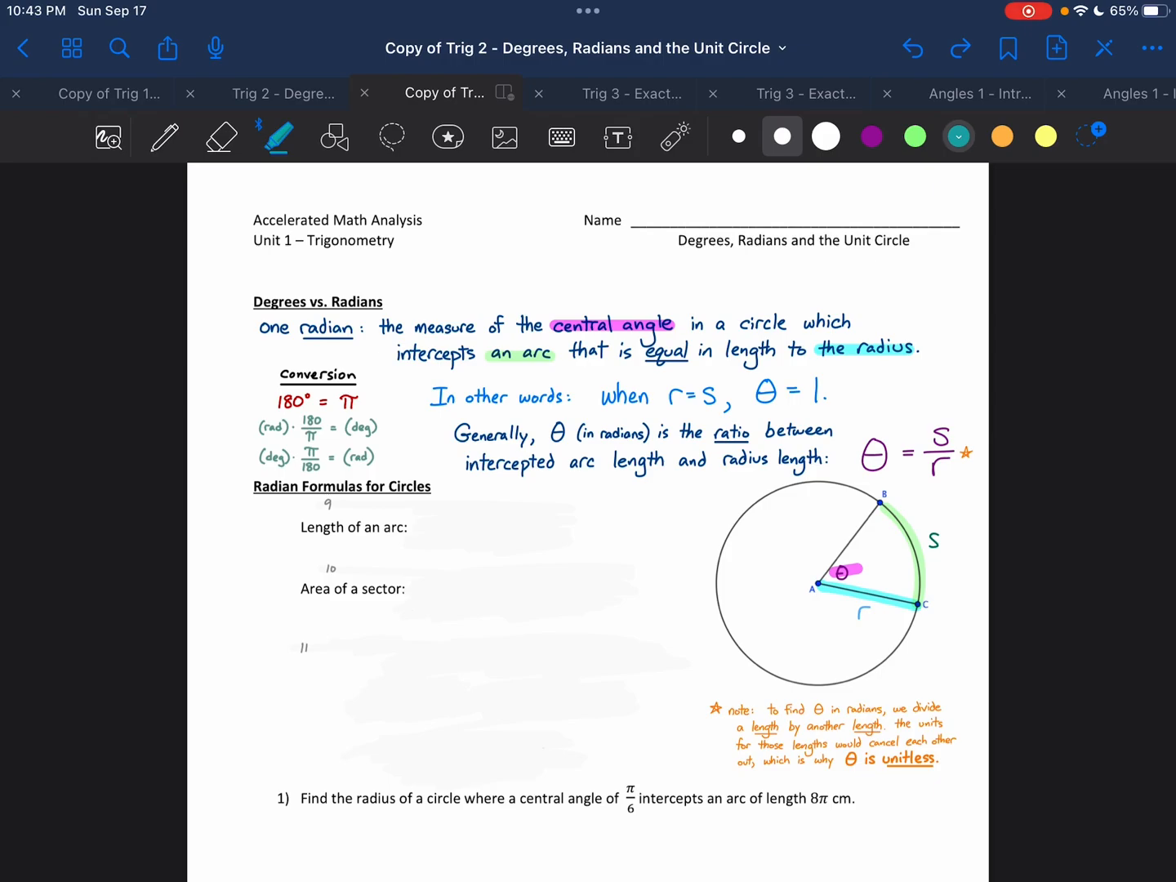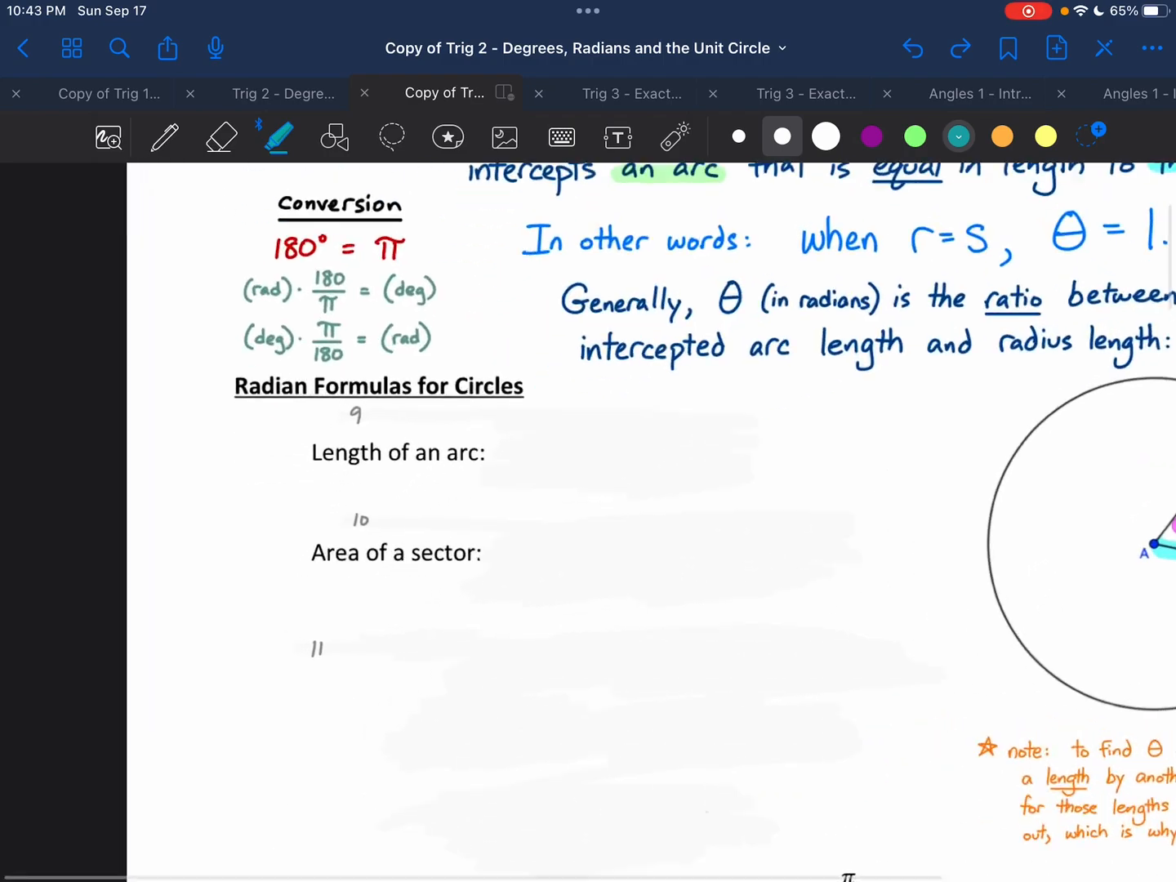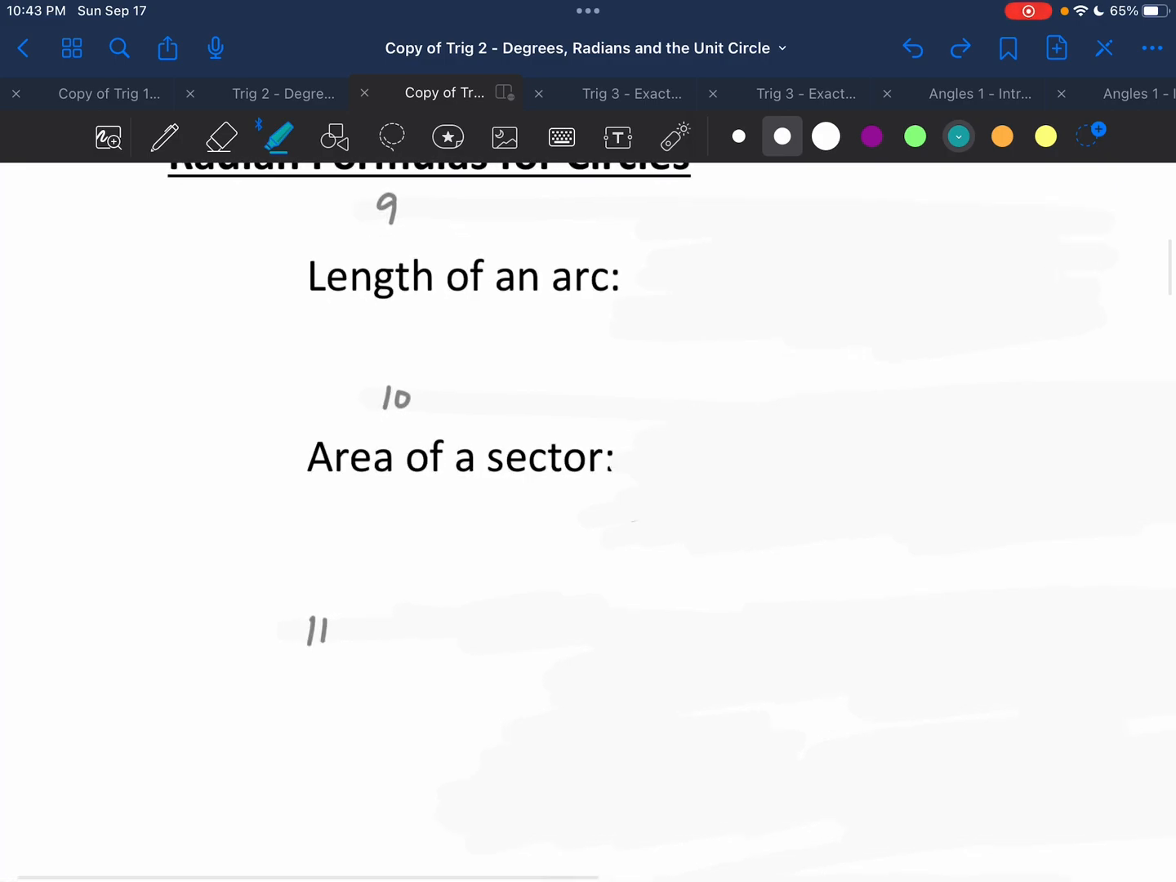Now, what you're going to see for the rest of this page is if we chose to use radians instead of degrees, that's actually going to make things a little bit easier trying to find this whole length of an arc, area of a sector thing. You can ignore those numbers. That's just a little code for me to know where to erase.